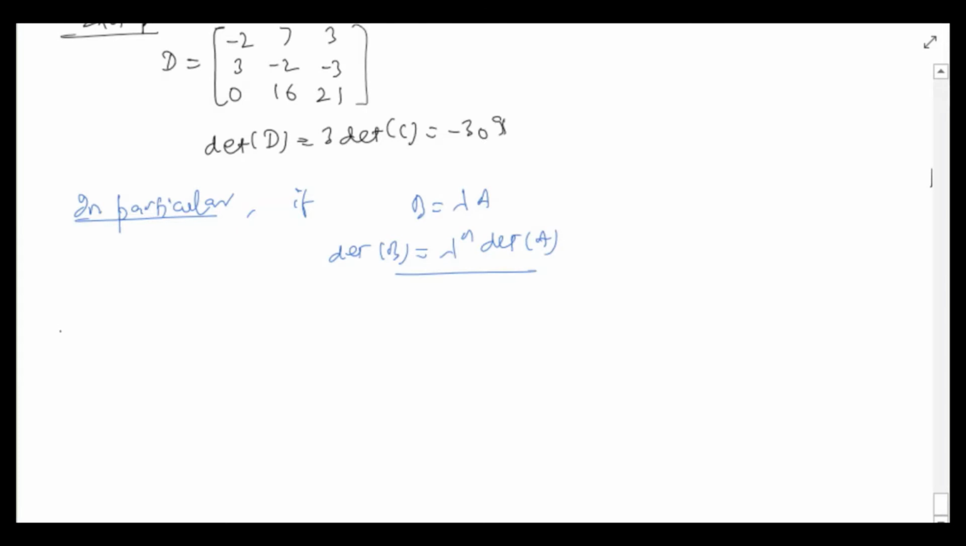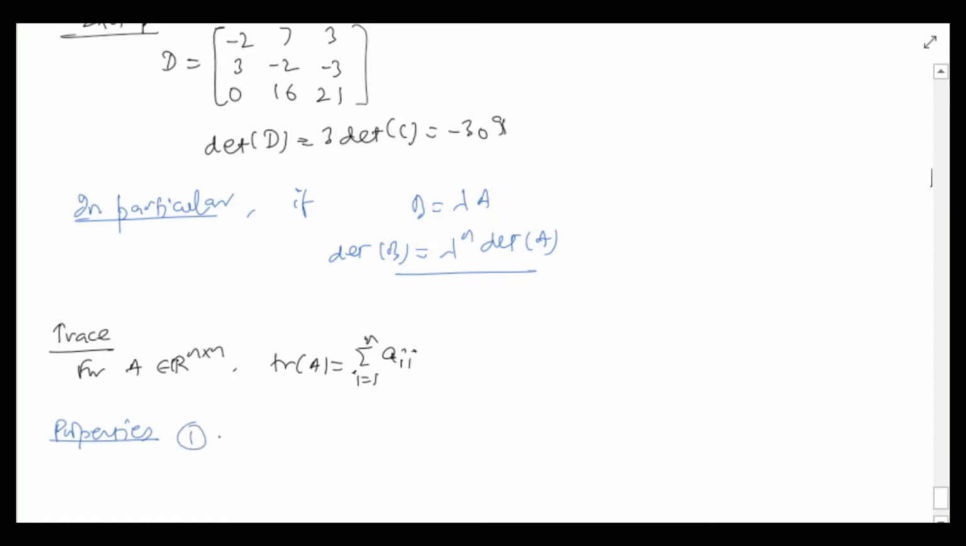Finally, we look at the notion of trace. Trace is also defined for square matrices. It yields a real number for any square matrix. For A, which is an n cross n square matrix, its trace is defined as the sum of all diagonal entries. So trace is denoted as tr A, and it's defined as the sum over i equals 1 to n of a_ii. Let's see a few properties of trace.